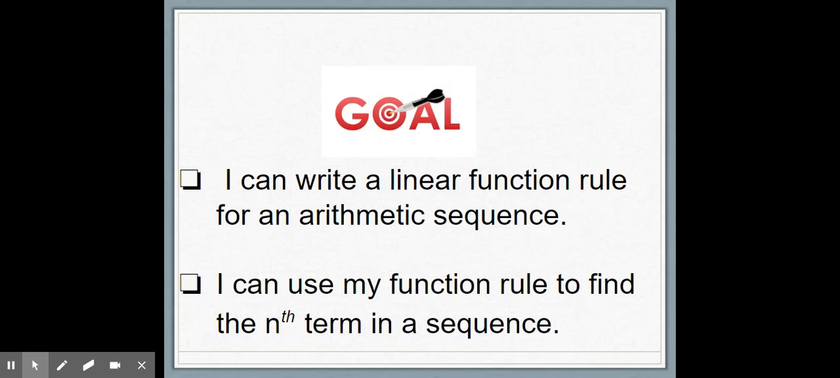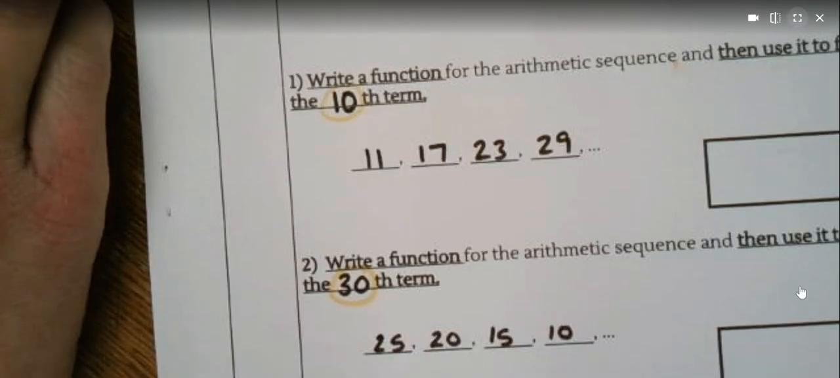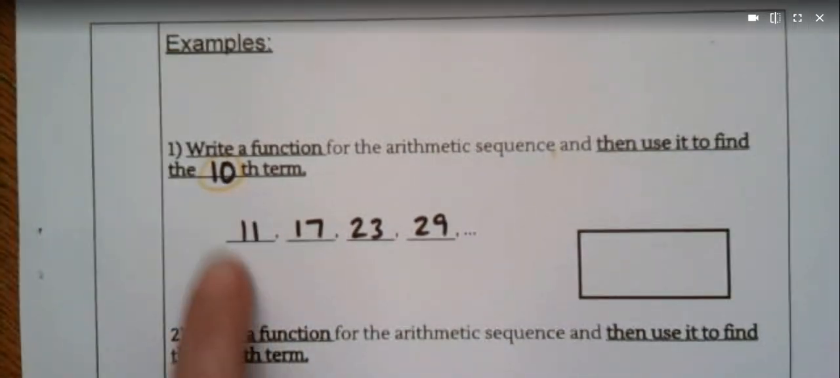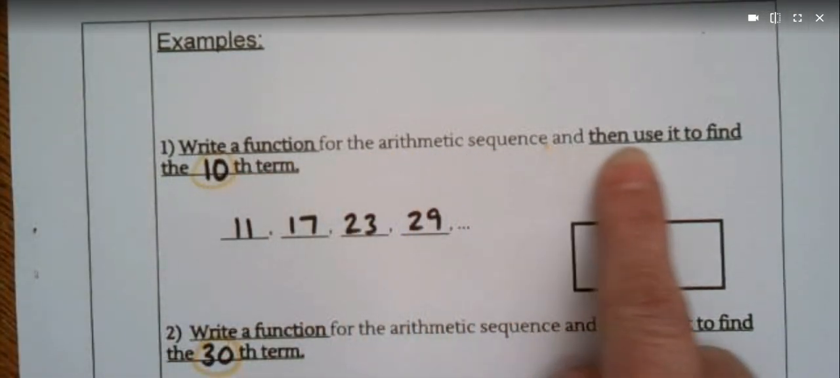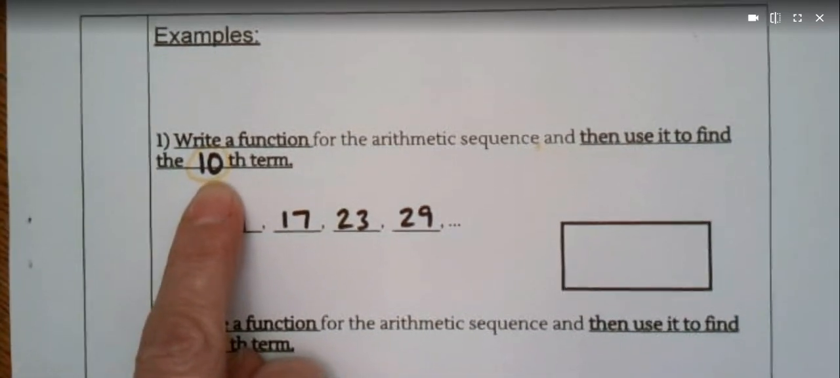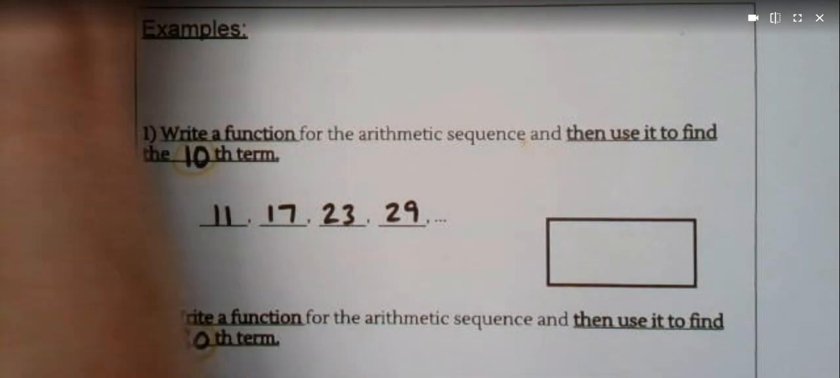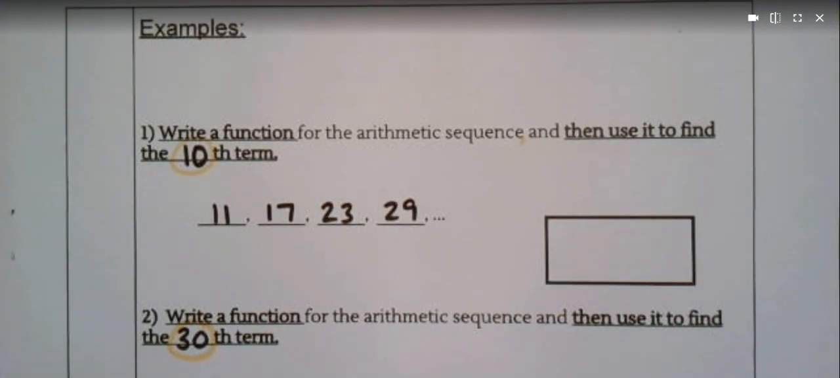Well, let's look at our goals now. See, now that we know what an arithmetic sequence is, let's try writing a function rule. So I want you to go to your notes. And in our notes, we're going to see example number 1 right here. Write a function for the arithmetic sequence and then use it to find the 10th term. Okay, this is the sequence I'm going to give you. So go ahead and write it in your notes.